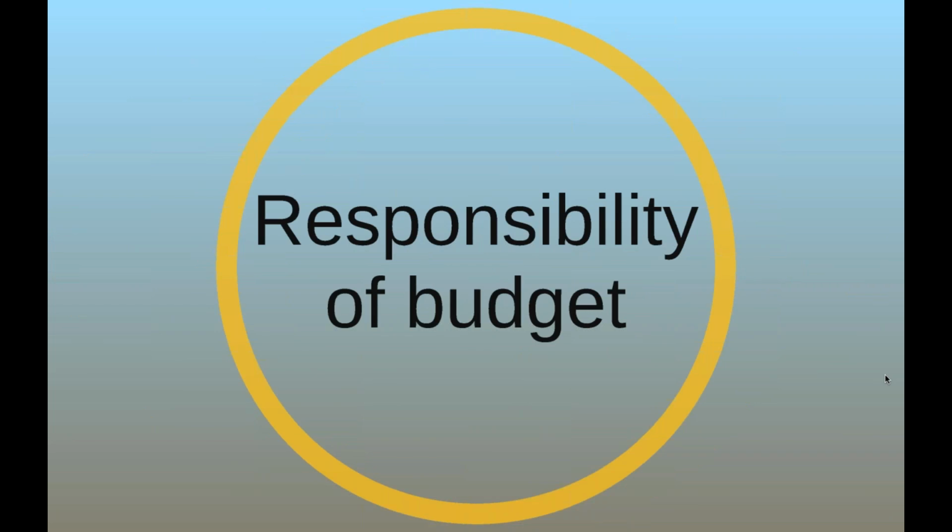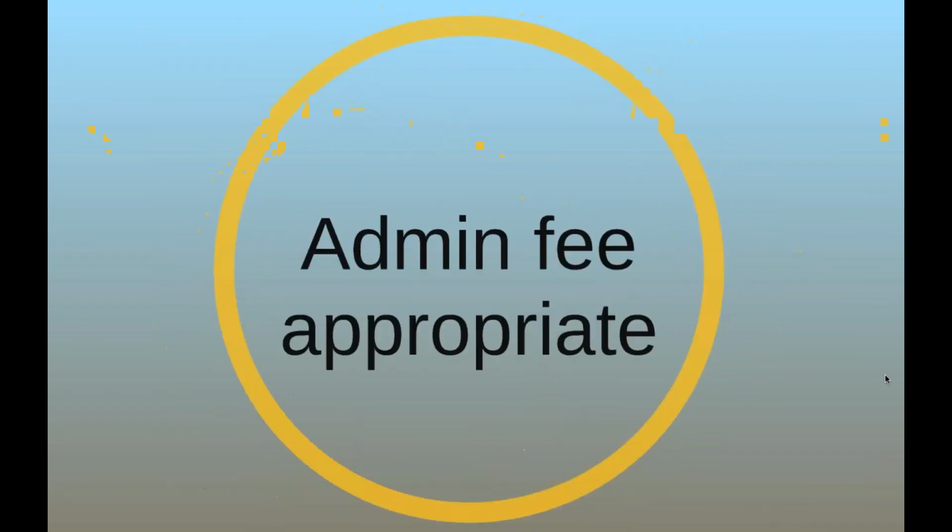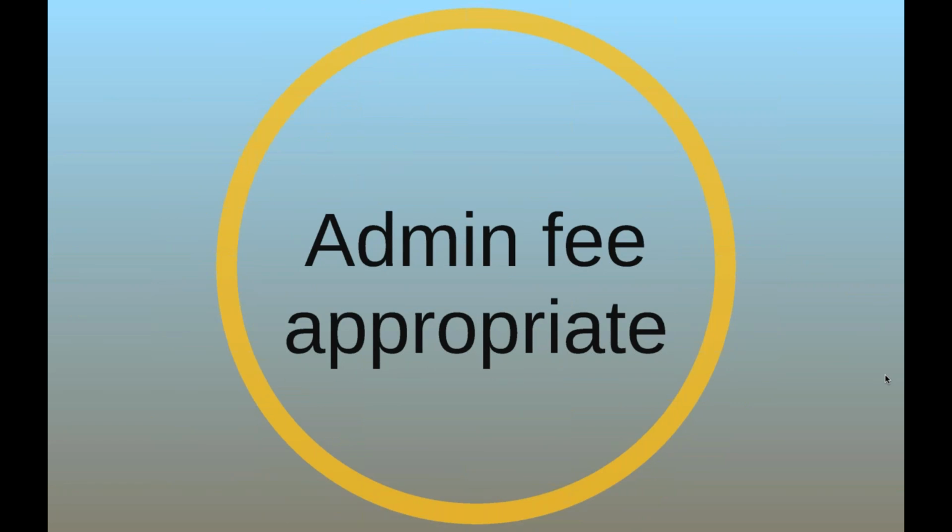Responsibility of budget. It's having the appropriate budget so the claims are covered. And the third component is an administration fee that's appropriate. This isn't a race to the bottom. This is not a race to the bottom. Hey, we can find someone who will do this for 3%. Terrific. Knock yourself out. It's probably not going to work in the long run.